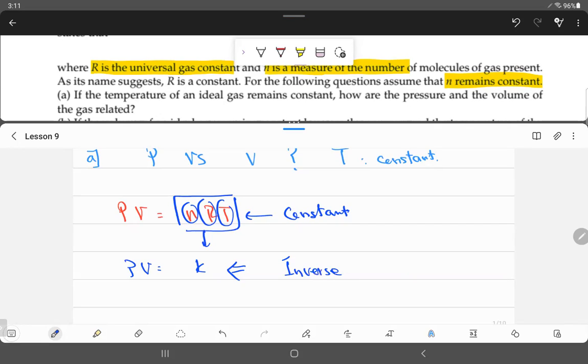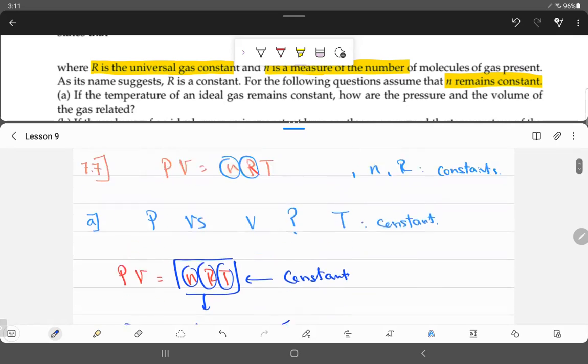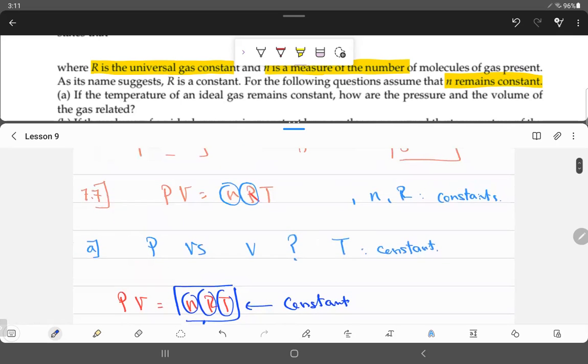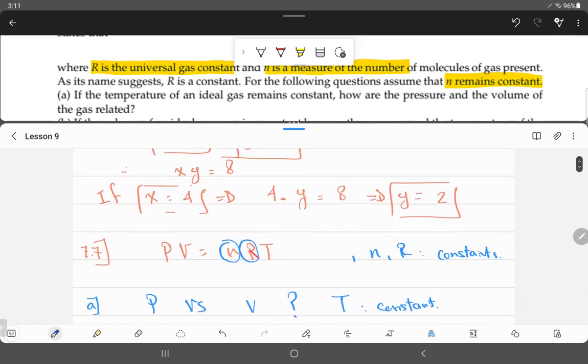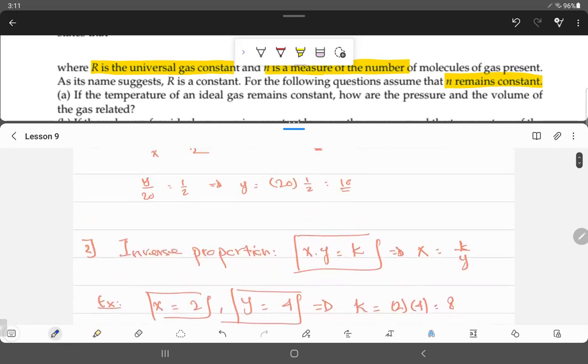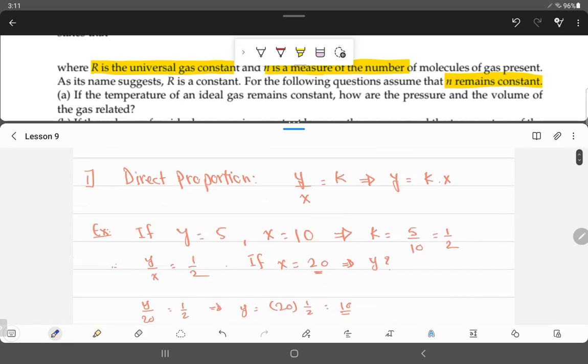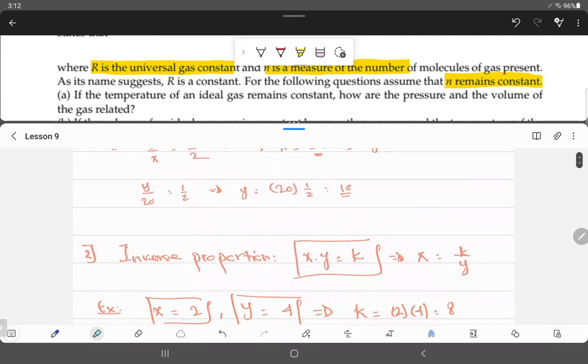Please, this lesson is important. It's not easy, I believe. And the main two things I started with, you need to keep them in your mind. Let me repeat here. This is the first one: direct relation, proportion. This is the second one: inverse proportion. Okay? So keep these in your mind.